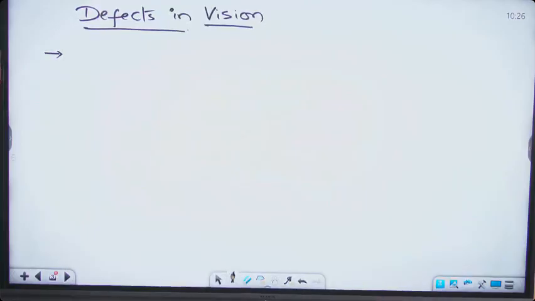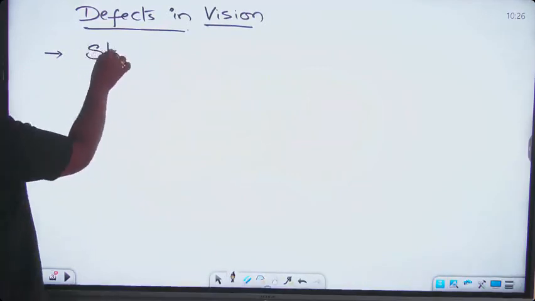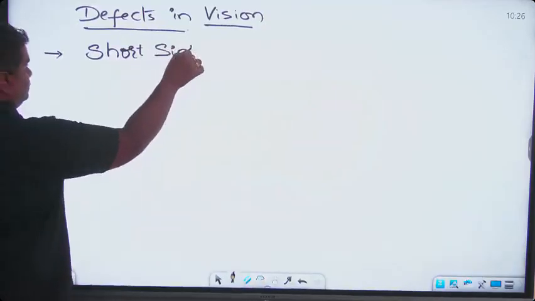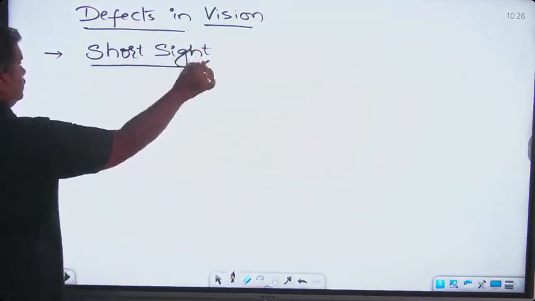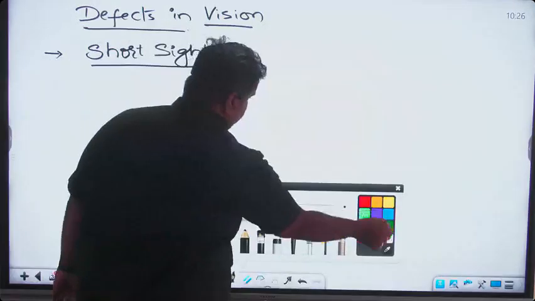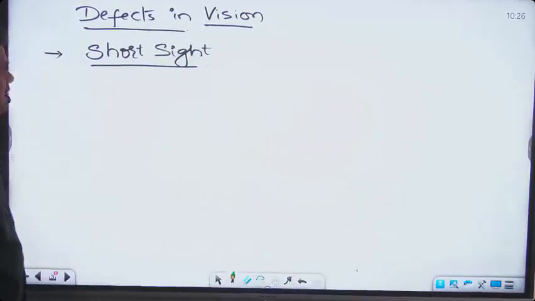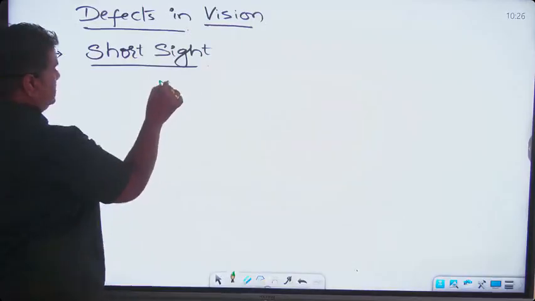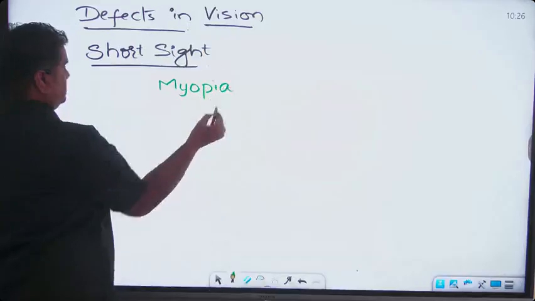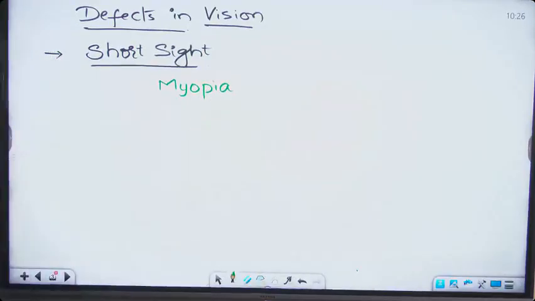So the moment we talk about defects in vision, the very first thing we talk about is short sight. This particular vision problem, short sight, is also known as myopia.